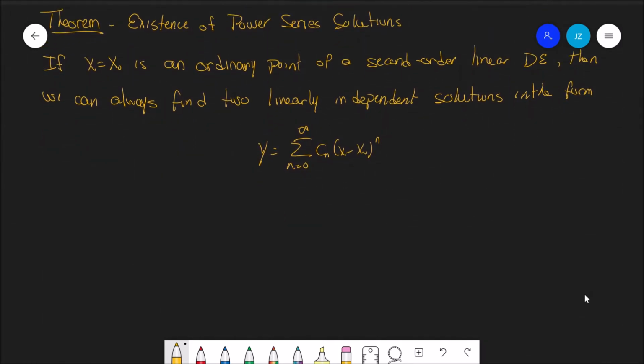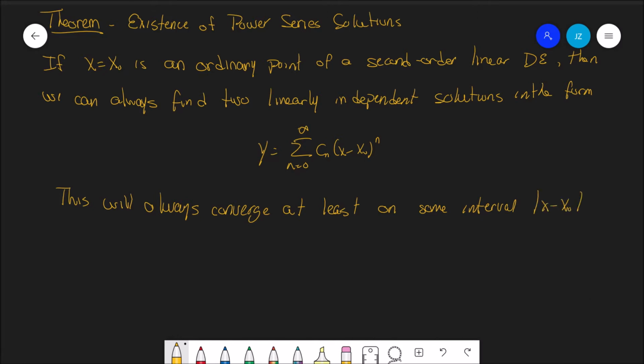Now, this will converge. So this will always converge at least on some interval absolute value x minus x naught less than r, where r is the distance from x naught to the closest singular point.